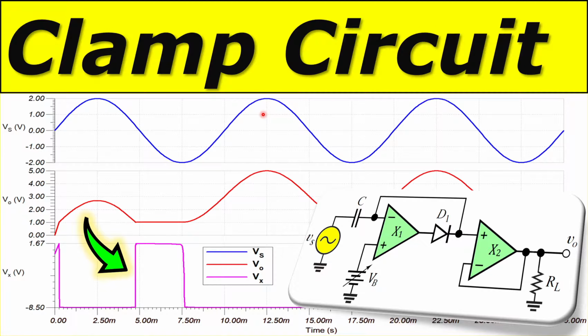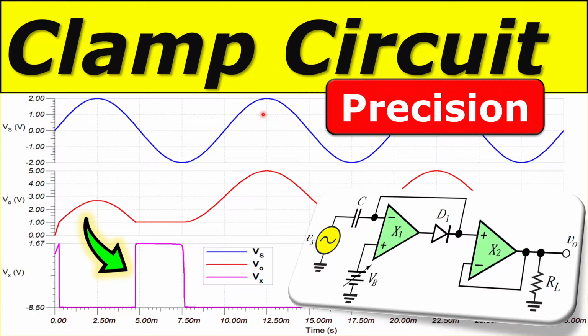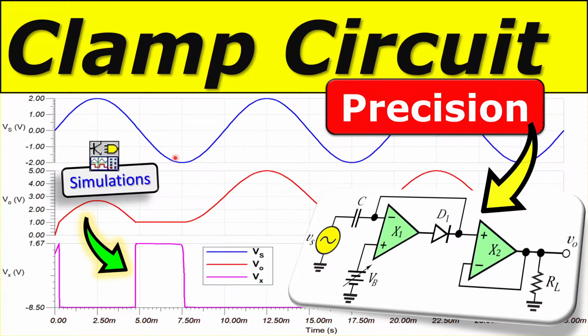In this video we will discuss another precision circuit, which is called a clamping or clamp circuit. We will see how we can determine the required component values for a specific offset or clamping of our circuit. Of course, we will see step by step the calculations and also verify these in SPICE simulations.